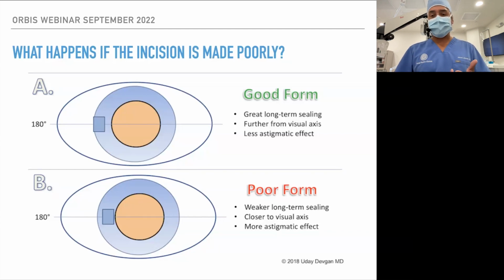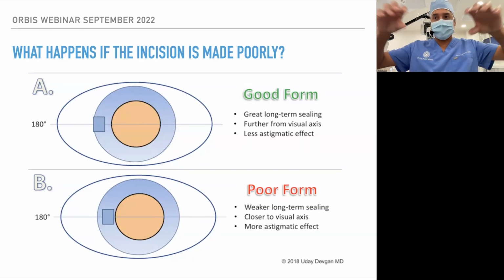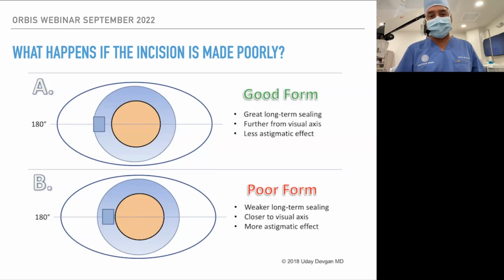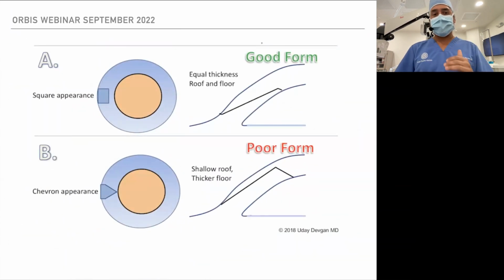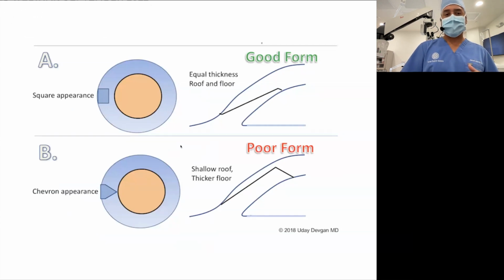It causes more astigmatic effect, and it also makes your job harder during surgery because you're getting striae away from the incision that makes things difficult to view. So here's a side view of that. A good appearance of a square or almost rectangular little incision is equal thickness of the roof and the floor of the incision. If you do it poorly and you push down too hard, you get a real shallow roof and a real thick floor. And that looks like a chevron from above.